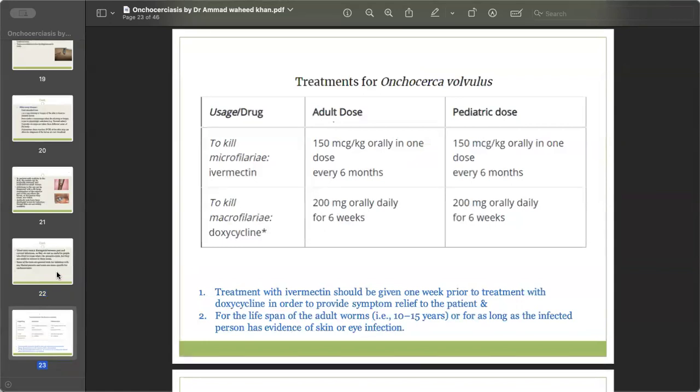Treatment for onchocerciasis: a drug to kill microfilaria is ivermectin. The adult dose is 150 microgram per kg orally in one dose every 6 months. The pediatric dose is 150 mcg per kg orally in one dose every 6 months. To kill adult worms, doxycycline is recommended, 200 mg orally daily for 6 weeks. In children, the pediatric dose is 200 mg orally daily for 6 weeks.